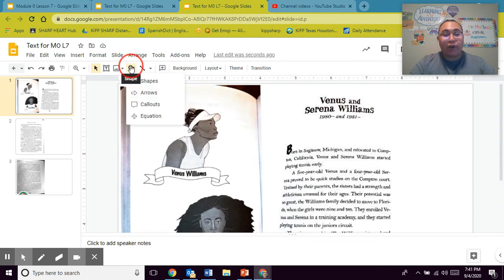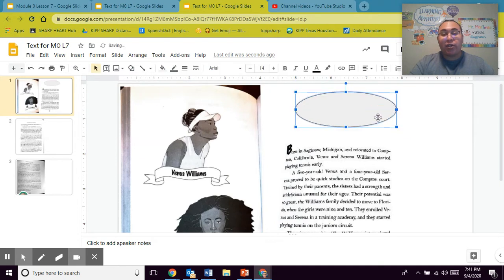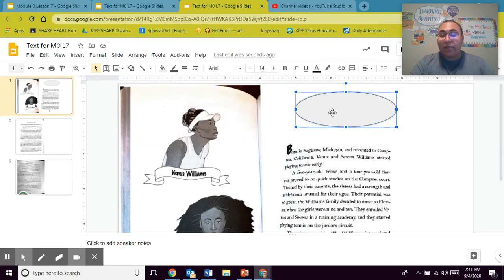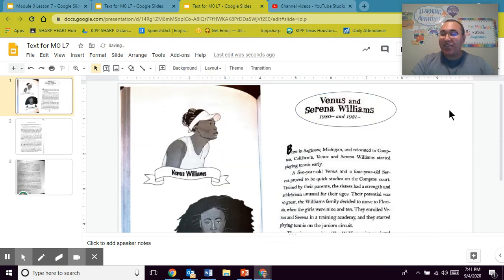So I want to first circle Venus and Serena, the title. So remember, to make a circle, I go to Shapes, click it, go down to the second row, and click Oval. Now I have to make this circle transparent. So I go to my paint box, hit Transparent, and then I have my circle.